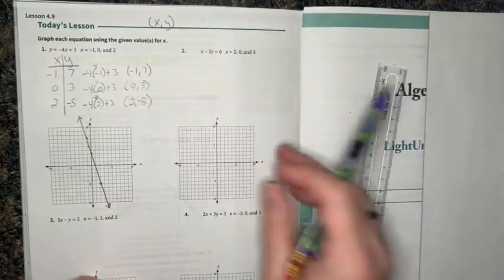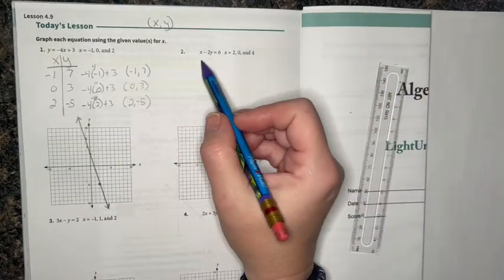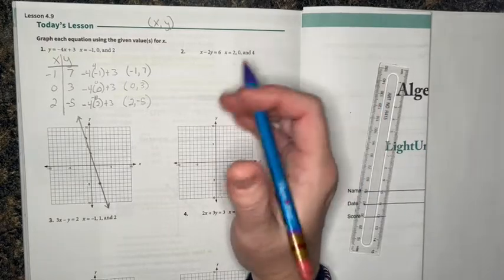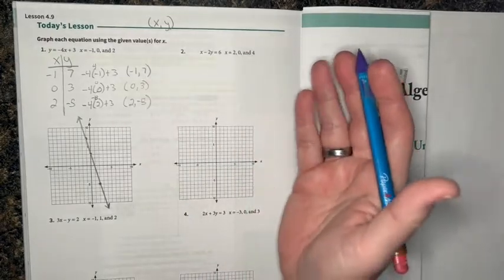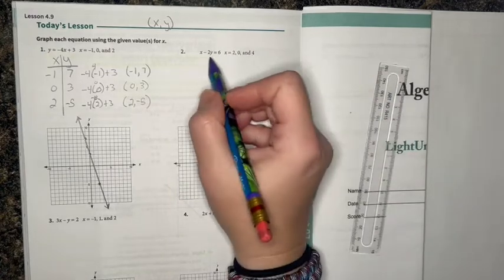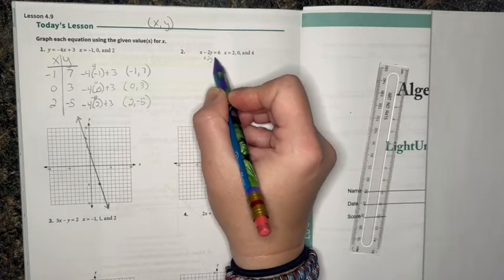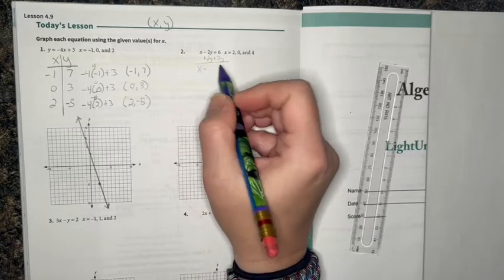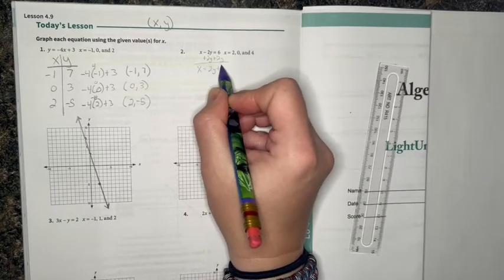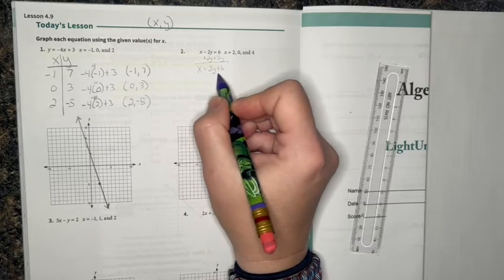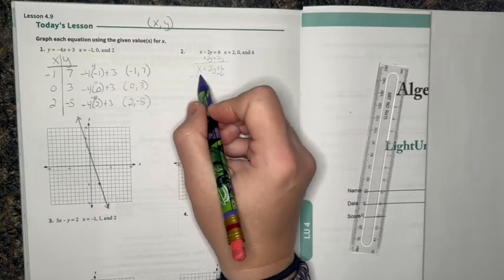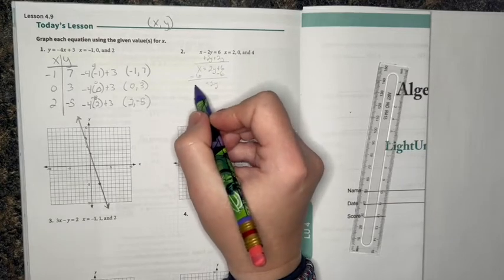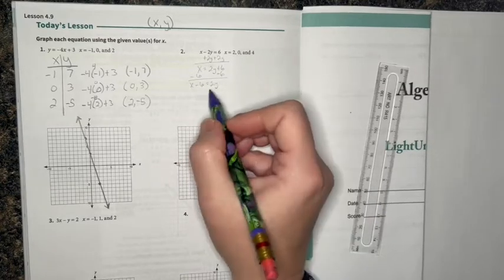All right, let's look at number 2. For number 2, they've given us x minus 2y equals 6. Now we need to rewrite this in our y equals format. So I'm going to add the 2y to both sides. So I'm left with x is equal to 2y plus 6. Now I'm trying to get this y by itself, so I'm going to subtract the 6 from both sides. Now I have 2y is equal to x minus 6.